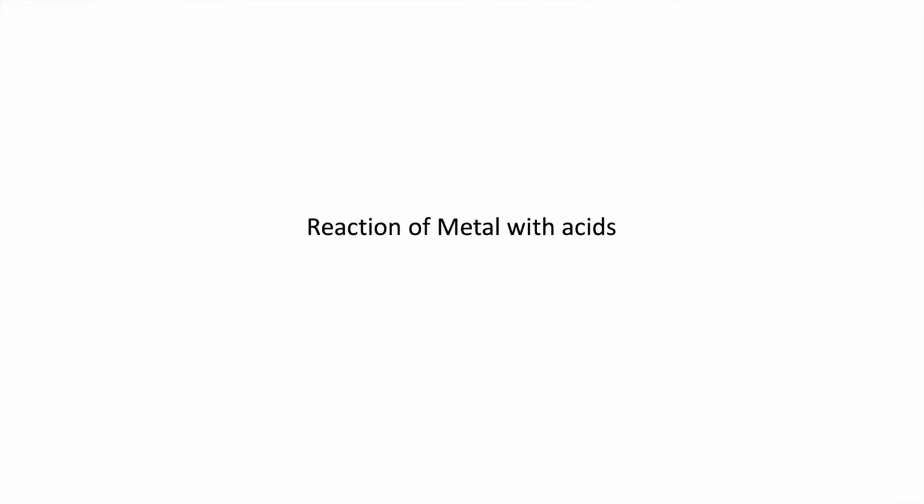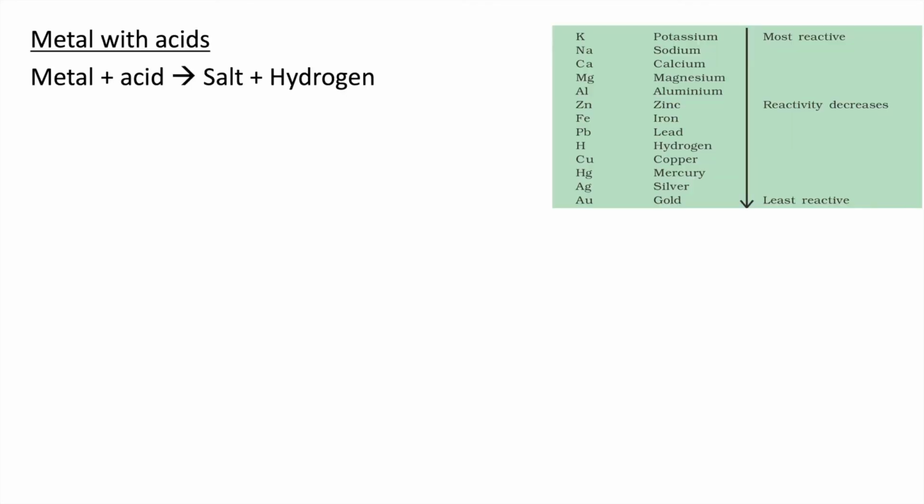Now we will discuss how metals react with acids. Metals react with acids to form salt and hydrogen. This is the generic formula for the reaction of metal with acids. But not all metals can displace hydrogen from acids, which we are going to discuss now. This is the reactivity series. Hydrogen is present here. Some metals are above hydrogen and some metals are below hydrogen. The metals above hydrogen can displace hydrogen from acids, but the metals below hydrogen cannot displace hydrogen from acids.